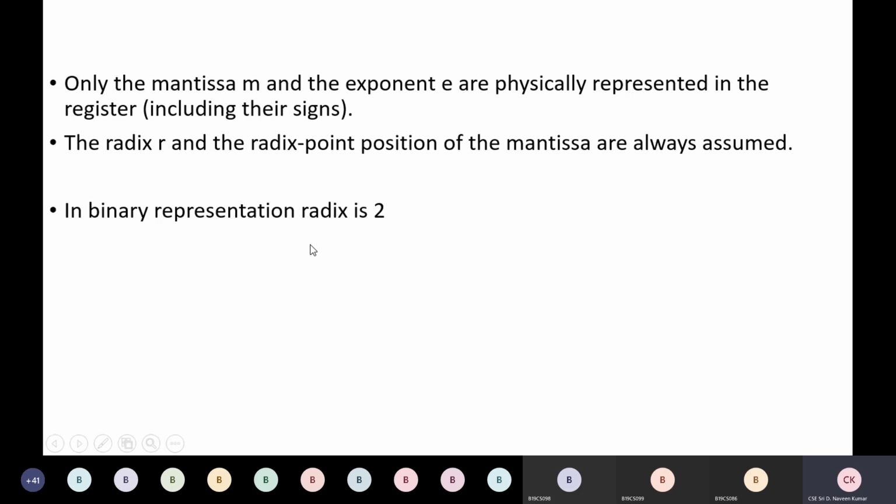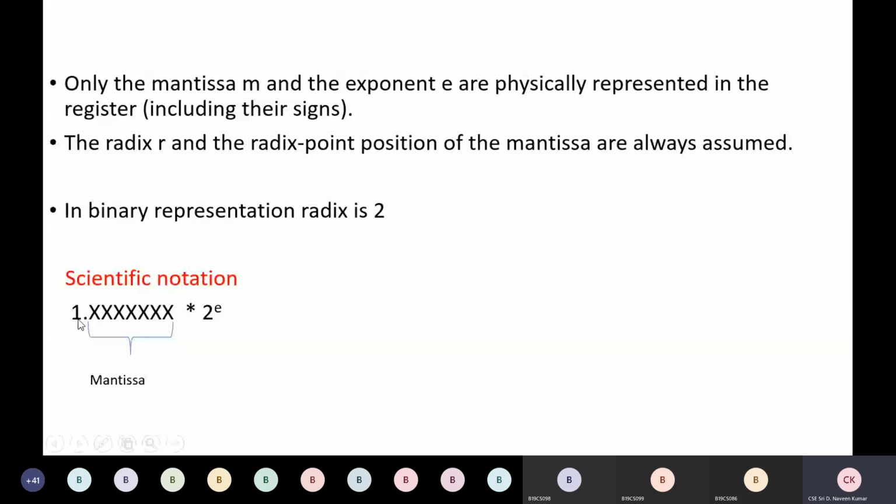We already know that in binary representation the radix R is 2, and in decimal it's 10. This we had seen just now. It's the 1.m format, the scientific notation 1.m, where m is the mantissa, into 2 to the power of e, the exponent.